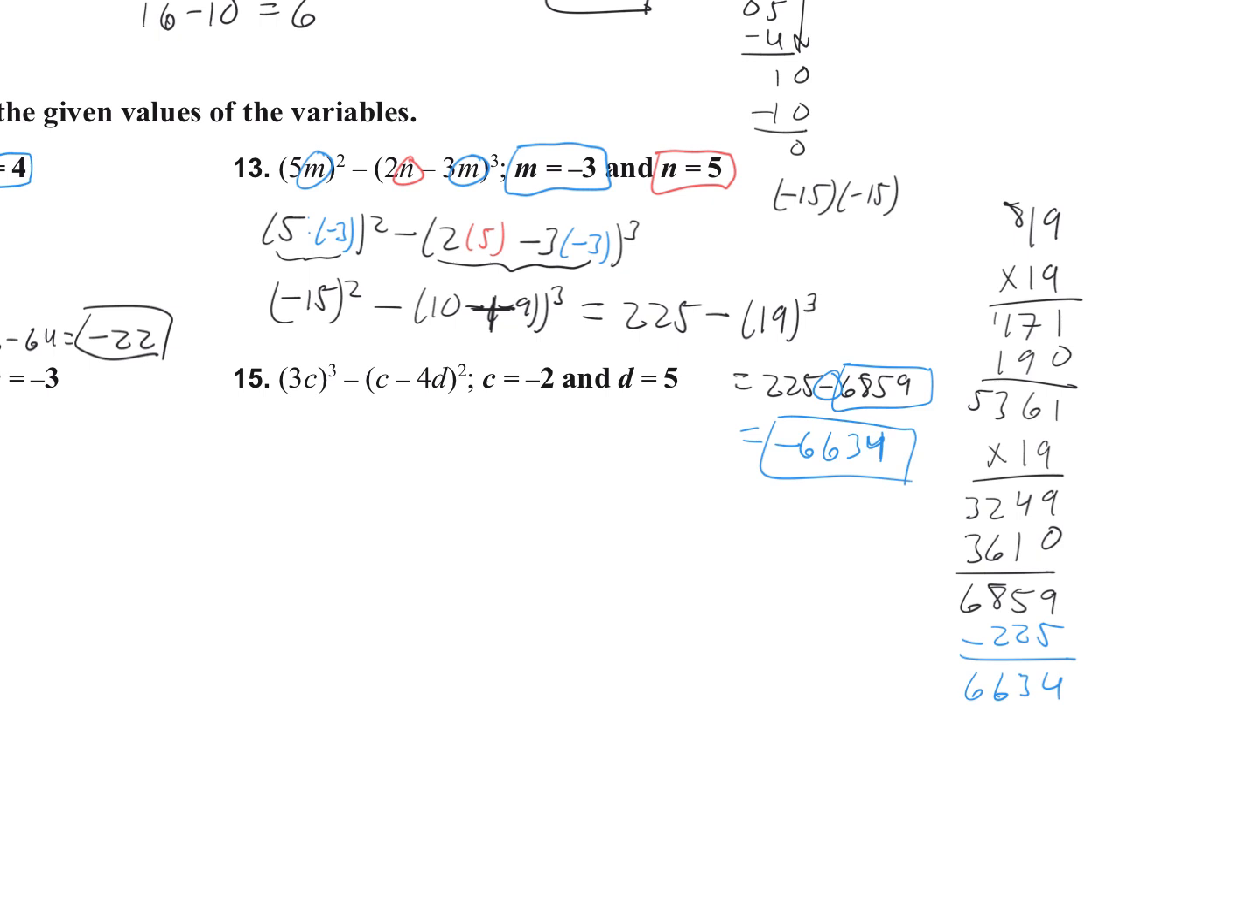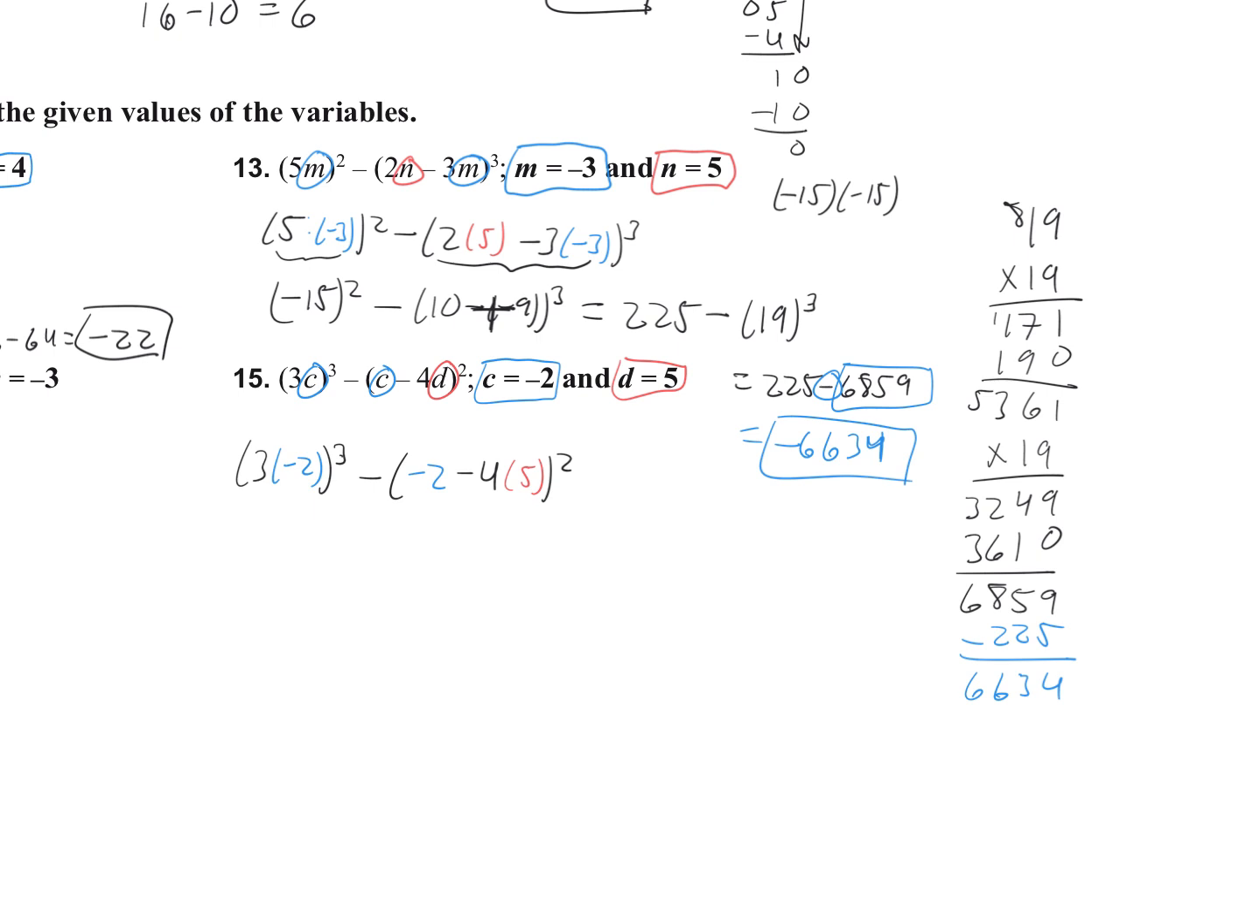All right, so again, right, same process as always, right? They give us values for C and D, right? So wherever we see a C, we're going to plug in a -2, and wherever we see a D, we're going to plug in a 5. All right, so let's give this one a try. So 3, and then C is -2, so 3 times -2, all right, to the third power, minus, all right, and then -2, and then minus 4. D, we said was 5, right, so we're going to replace that D with a 5, all right, and then this whole thing is squared.